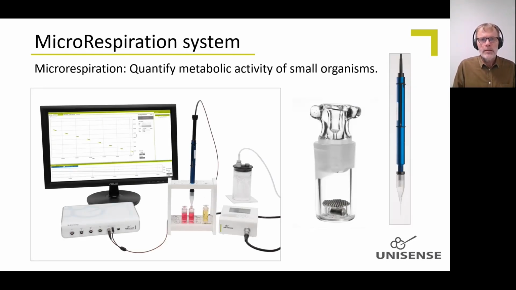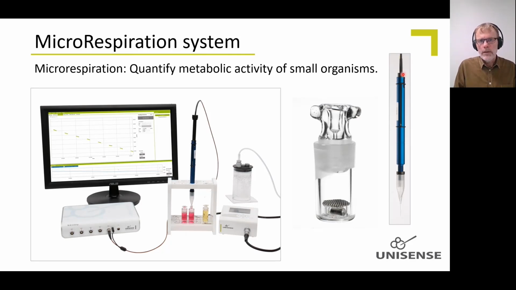So the microrespiration system is a system designed to quantify metabolic activity of small organisms in a very small volume. The basic unit here is this glass vial, where you can have your organisms. It could be a microbial suspension, it could be a small organism, a crayfish, a fish larvae, or whatever. And you have magnetic stirring inside, and this is placed in a rack where there is place for up to 8 of these small vials, with a magnetic stirrer underneath each of the vials, and you can control that from the stirrer controller here.